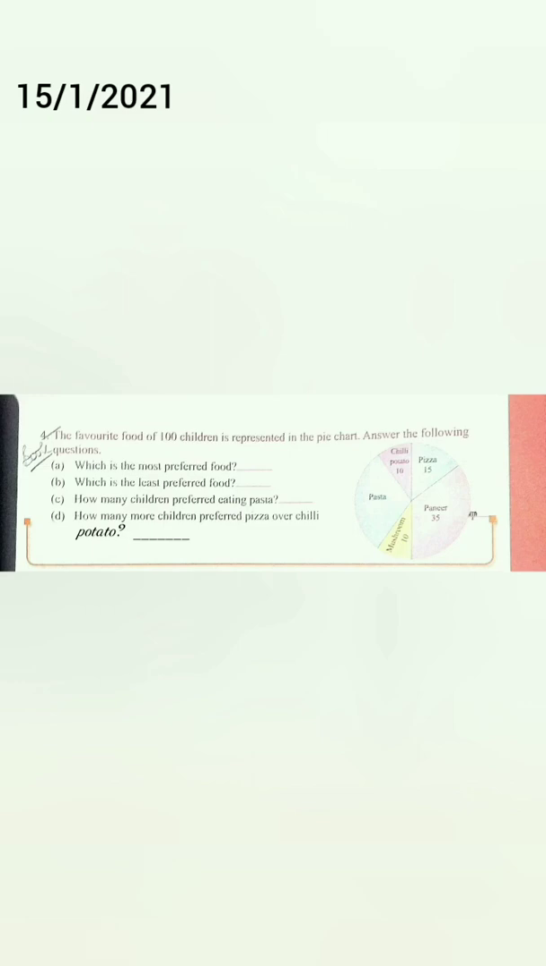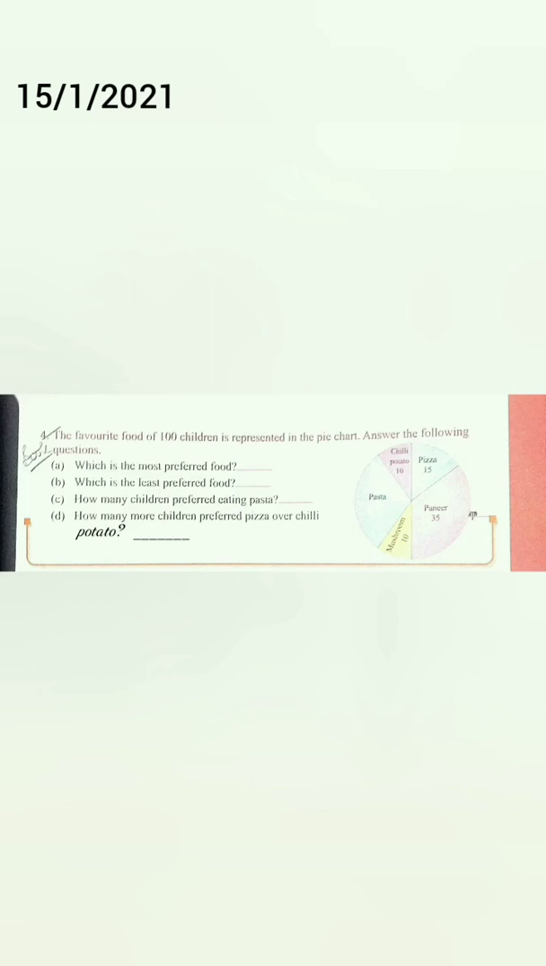So first add 10 plus 15 plus 35 plus 10. That is equal to 70. Now subtract 70 from the total number of children. So 100 minus 70 is equal to 30. It means the number of children who preferred eating pasta is 30.